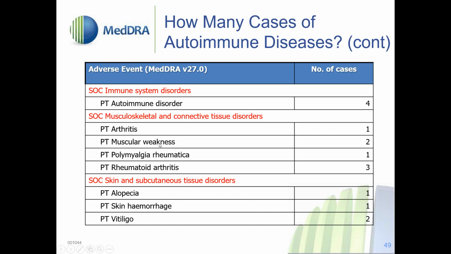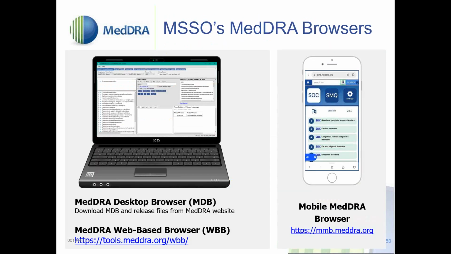But here, what about SOC musculoskeletal? Here we have, well, arthritis, muscular weakness, not really relevant for autoimmune disorders, but polymyalgia rheumatica or rheumatoid arthritis, yes, of course. But again, vitiligo, may this have an autoimmune etiology? So you would spend time for further clarification of the background of these conditions.